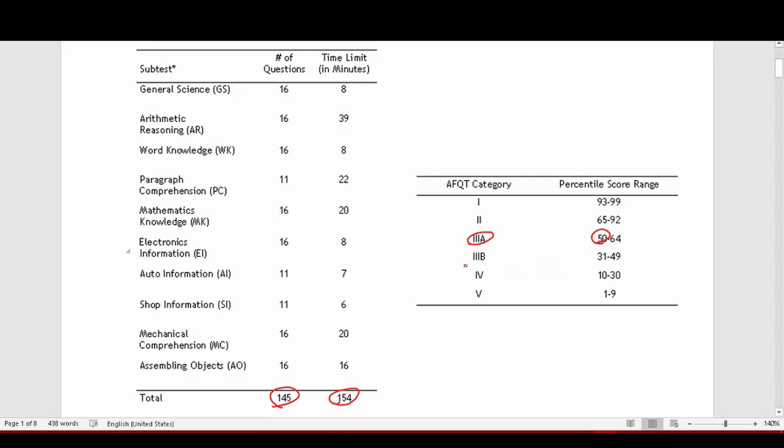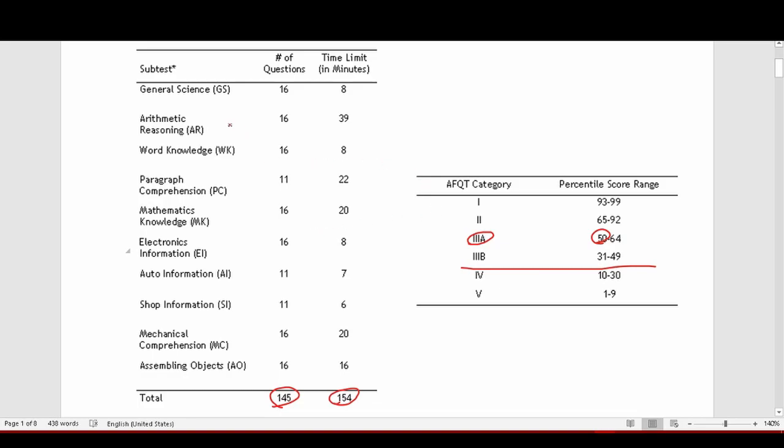As a rule of thumb, you want to score in category 3 or higher. That is, you want to score somewhere between 31 and 99 on this test. Now you may be saying, I don't know anything about electronics information. Is that included in my AFQT score?